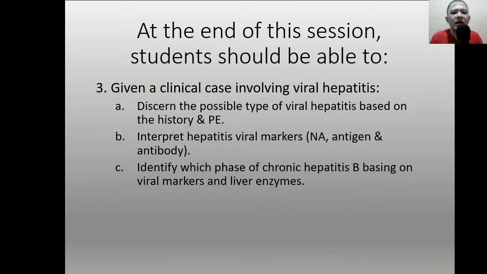Third, given a clinical case involving viral hepatitis, discern the possible type of viral hepatitis based on the history and PE. Interpret the hepatitis viral markers results. Okay, so that will involve the nucleic acid, the antigen, and the antibody, and identify which phase of chronic hepatitis B basing on the viral markers and liver enzymes.